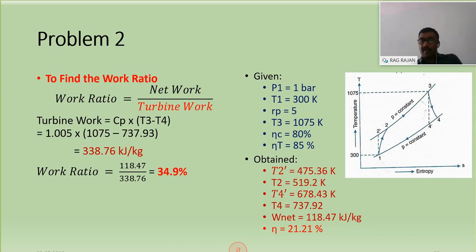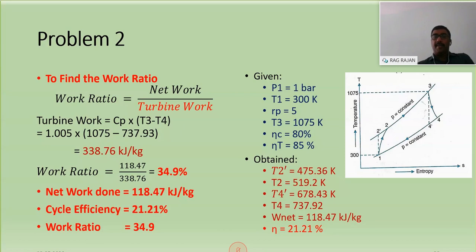So the work ratio is net work, which we already have, 118.47, divided by 338.76. You will get it as 34.9%. So all the three values we got: net work done is 118.47, cycle efficiency 21.21%, and work ratio 34.9.